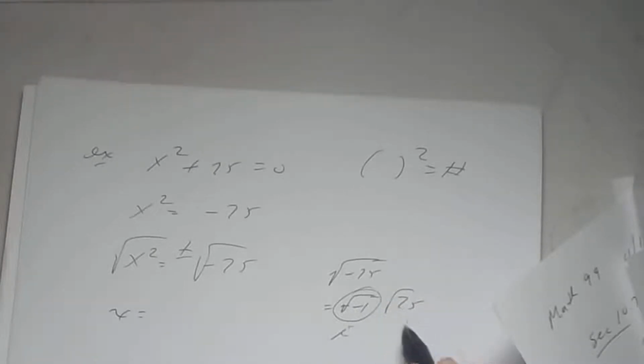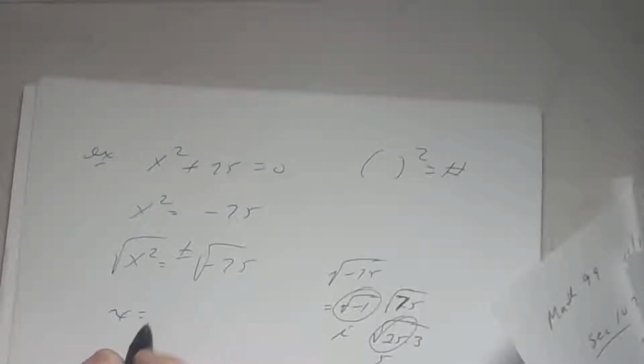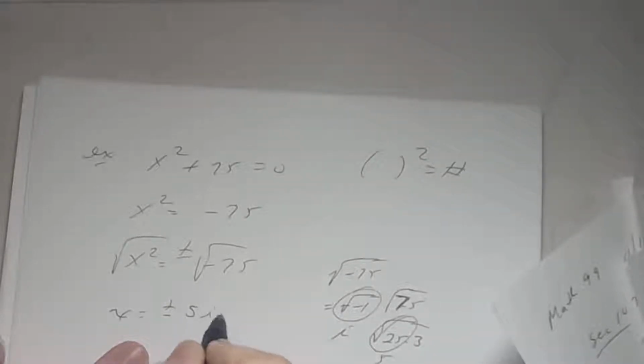i. What perfect square goes into 75? 8's not a perfect square. 25. 75 is 25 times 3. What's the square root of 25? 5. So how do I write the answer then? x equals plus or minus 5i square root of 3. Okay?